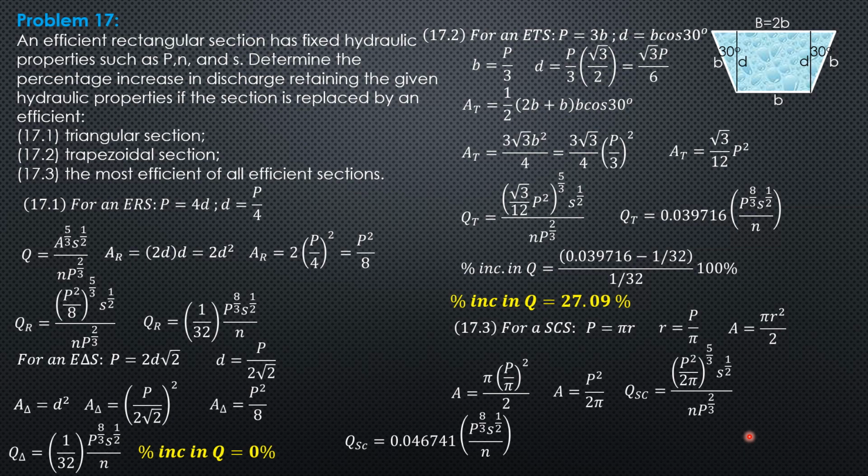Therefore, percentage increase, expect greater percentage because this is the semicircular section. Quantity 0.046741 minus 1 over 32 times 100% over 1 over 32. So that would be 49.57%.